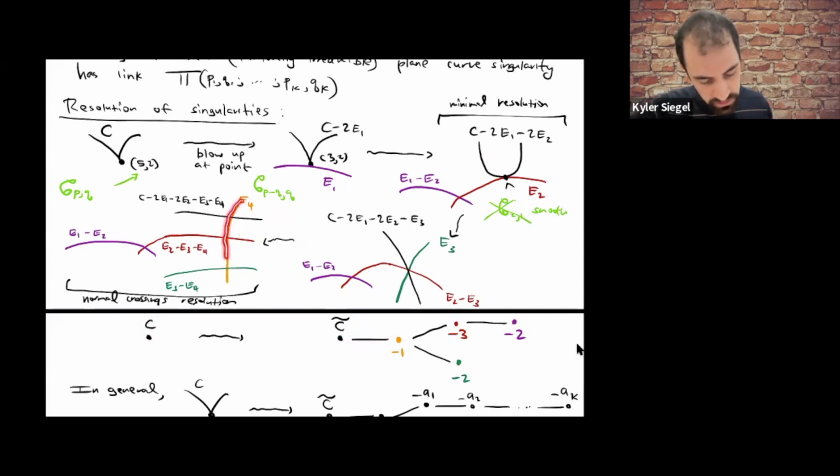So this is an exceptional divisor, which has self-intersection -1. The red curve, for example, has self-intersection -3. So I've just labeled each component by its self-intersection number. Okay, so you replace a single singular curve with a plumbing diagram where each component is smooth.